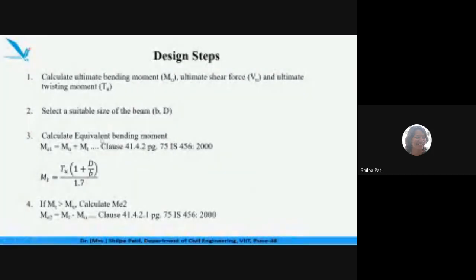Now the next step, select a suitable size of the beam. So the usual step, whatever we have learned in the design of rectangular beam, that is we have to decide the width of the beam, then the depth of the beam, and the span of the beam. Afterwards, the third step is we have to calculate the equivalent bending moment. As I have just explained, we do not consider TU as a third force acting on a member, but we consider its effect in bending moment and shear force.